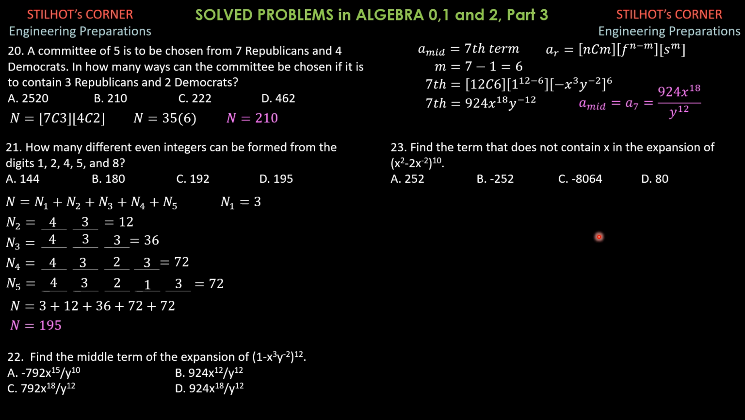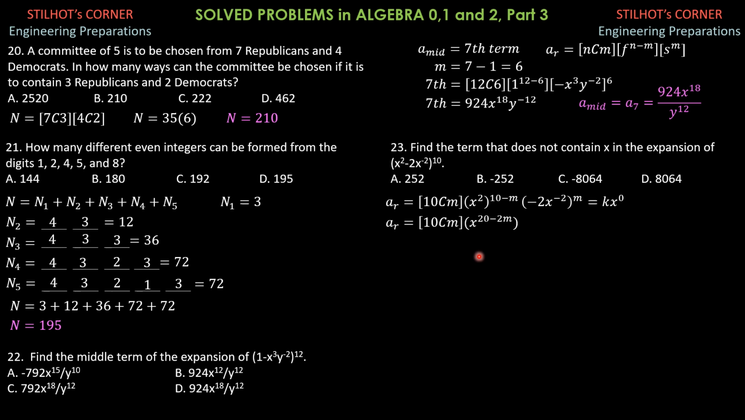Problem 23, find the term that does not contain x in the expansion of (x² - 2x⁻²)¹⁰. If it does not contain x, it means it is the constant term. The first term is x², the second term is -2x⁻². n is 10, and m is to be found. So our term is 10 combination m, first term x² raised to 10 minus m, second term (-2x⁻²) to the m, and we equate that to k, or constant. So that constant would be 10 combination m and (-2) to the m.